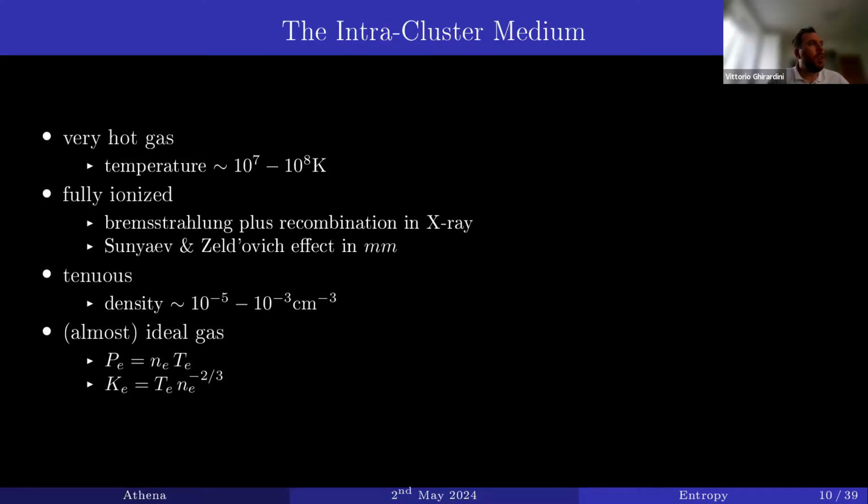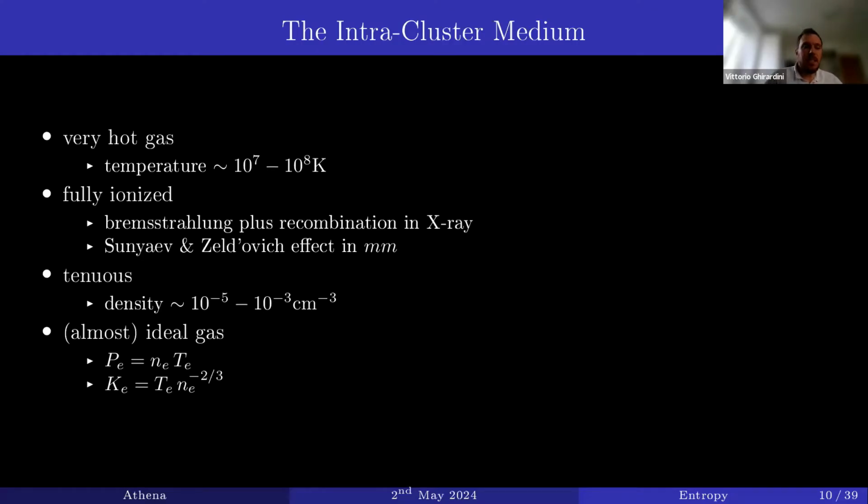So just a few properties of this intracluster medium. It's a very hot gas. Its temperature is 10^7 to 10^8 Kelvin, so it's very, very hot. At this temperature, this gas is basically fully ionized, which means there are a lot of ions and a lot of electrons. And once an electron sees an ion, it gets some acceleration and emits radiation through bremsstrahlung. Further, ionized electrons sometimes recombine, and therefore also produce recombination lines, which can be seen in X-rays. And this gas, containing a lot of free electrons, also leaves an imprint in the millimeter waveband on the CMB through the so-called Sunyaev-Zeldovich effect.